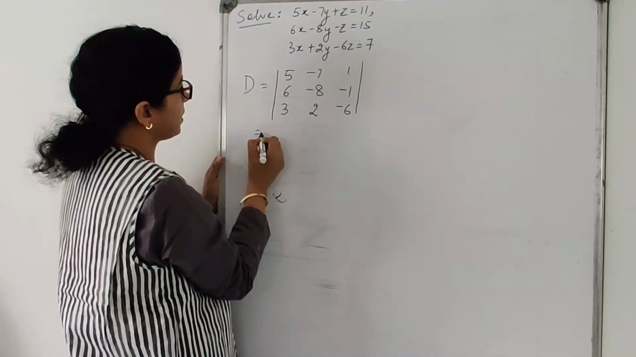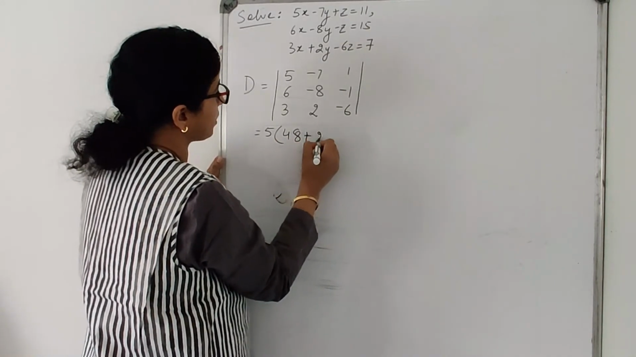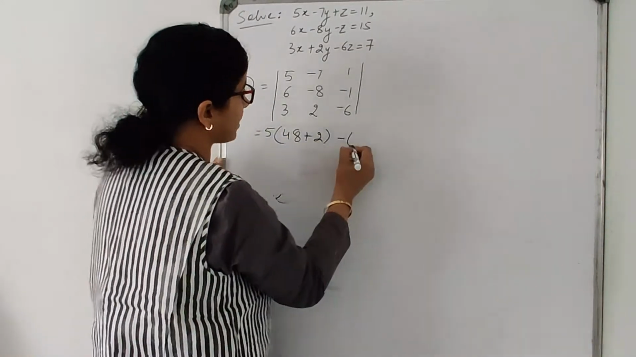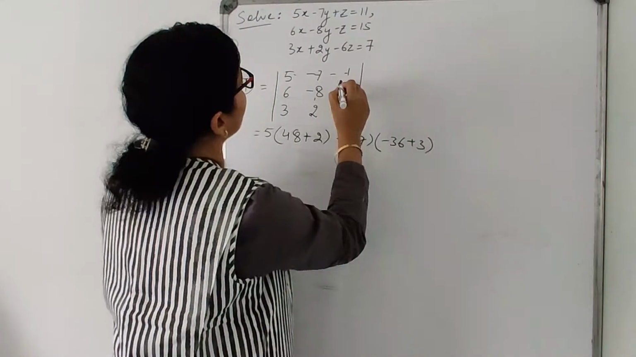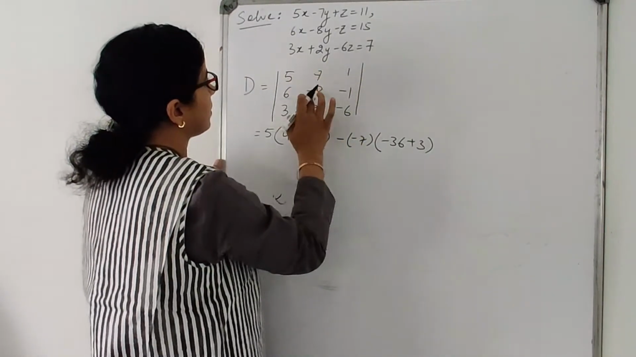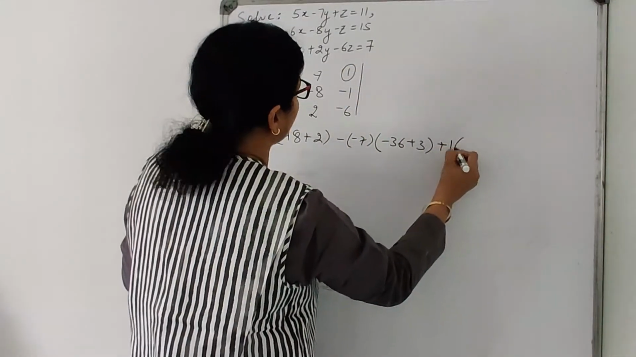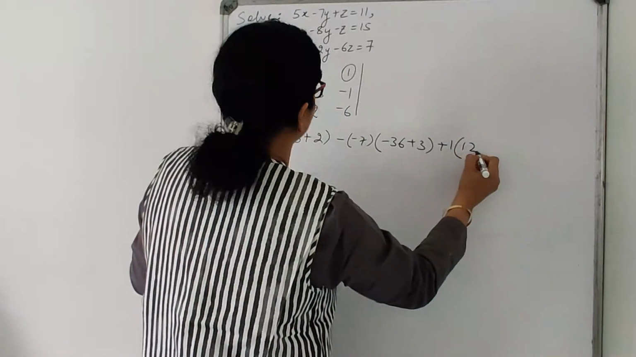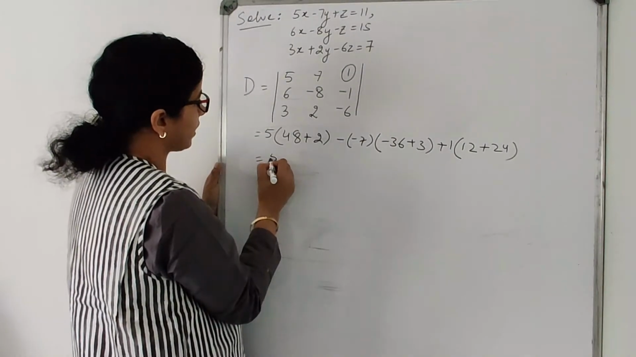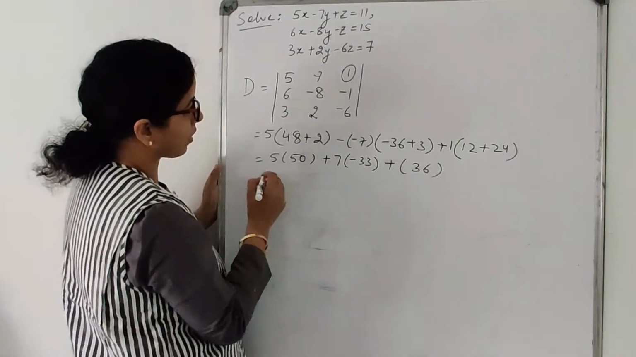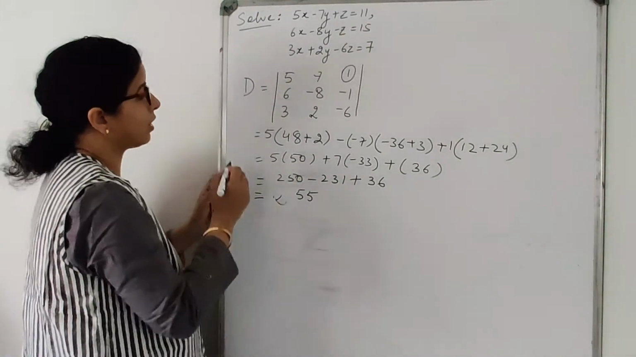Solving the determinant, what I am getting? 5 times 48, minus of minus 2 plus 2, minus of minus 7. So minus 36 plus 3. And then I leave this. And now for this element I leave the corresponding row and column, plus 1, so 12 plus 24. So basically after solving overall, I am getting 55, right? So now I will solve my D1.